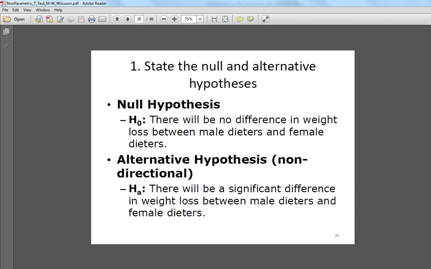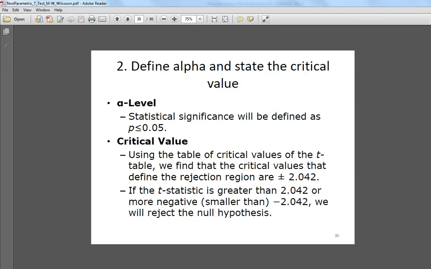So, what are the steps of hypothesis testing for the t-test? Number one, you state the null and you state your alternative. We already know the null: there will be no difference. The alternative: there will be a significant difference. Number two, define the alpha and state the critical value. The acceptable alpha level is always 0.05. So statistical significance will be defined as a p-value equal to or less than 0.05.